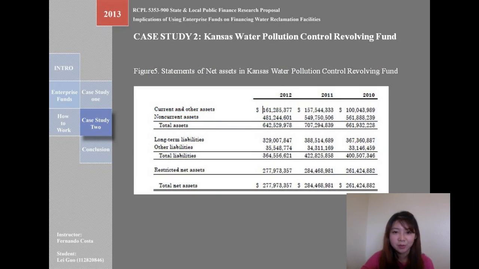Figure 5 shows that a fluctuation exists in net assets. Total assets, total liabilities, and total net assets increased from financial year 2010 to financial year 2011, and then decreased from financial year 2011 to financial year 2012. In Kansas Water Pollution Control Revolving Program, all assets are restricted with the conditions of grants and bonds.